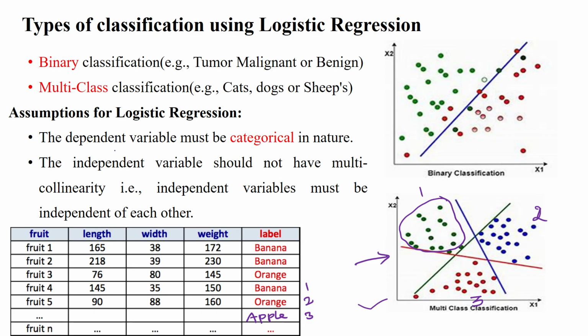The assumption here is that the dependent variable must be categorical in nature for a logistic regression data set. That means the label will have only categorical values, that is text data, not numerical data. The independent variables should not have multicollinearity. That means the independent variables x1, x2, x3 should be independent of each other. There should not be a correlation between these features.